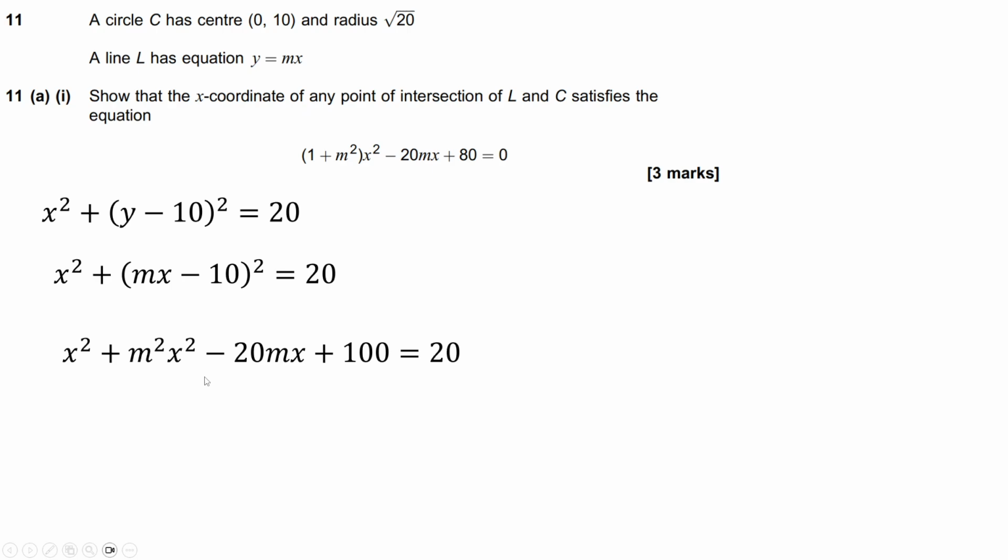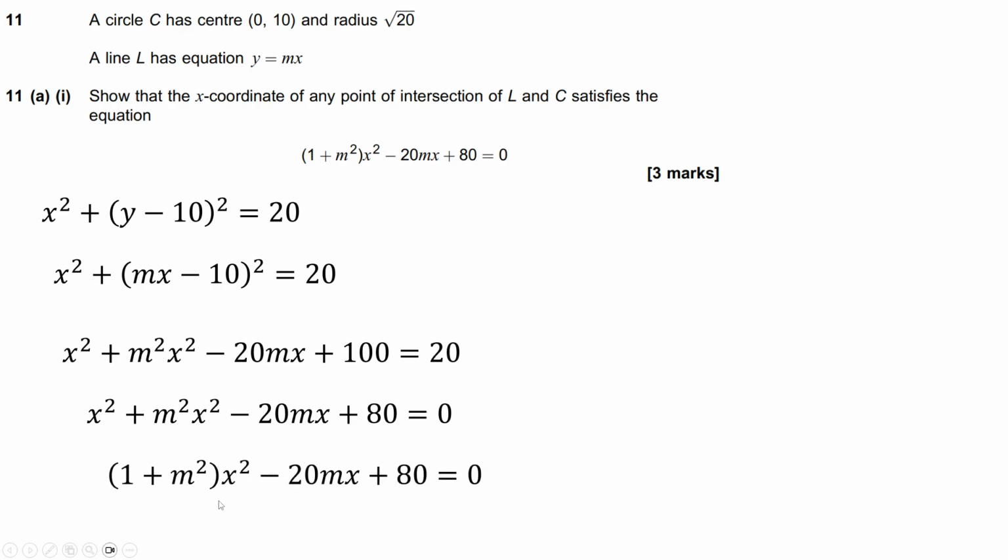Expand this, and then tidy up, and you'll get this here. I'm just going to factor out an x squared from this, because then you can see this is the coefficient of x squared, and then minus 20m is the coefficient of x, and that'll be helpful later. But anyways, that's exactly how it wants it now.